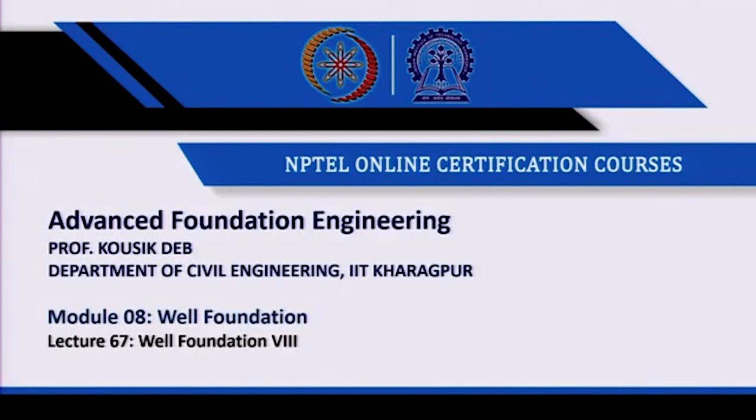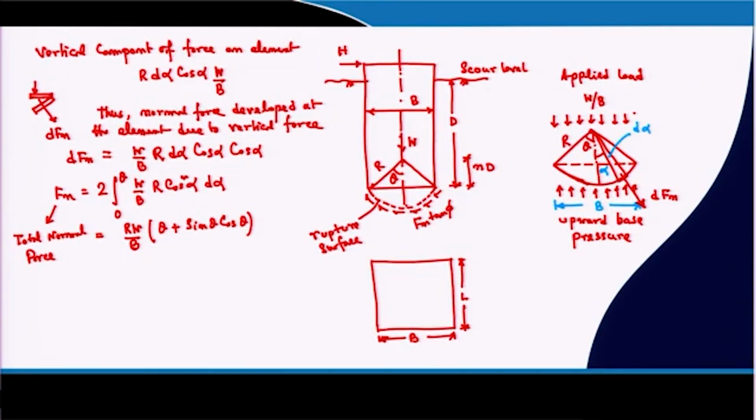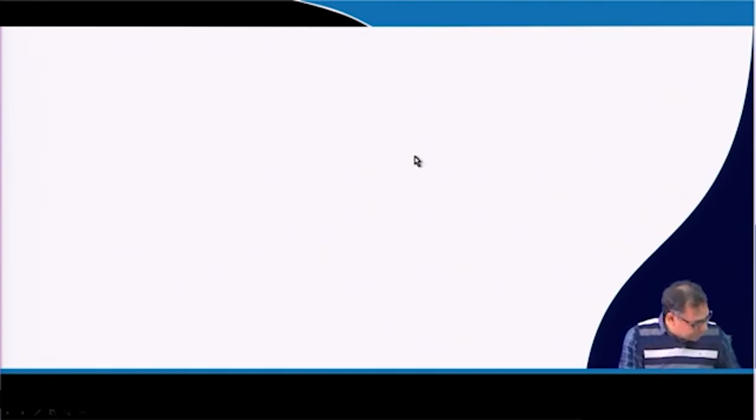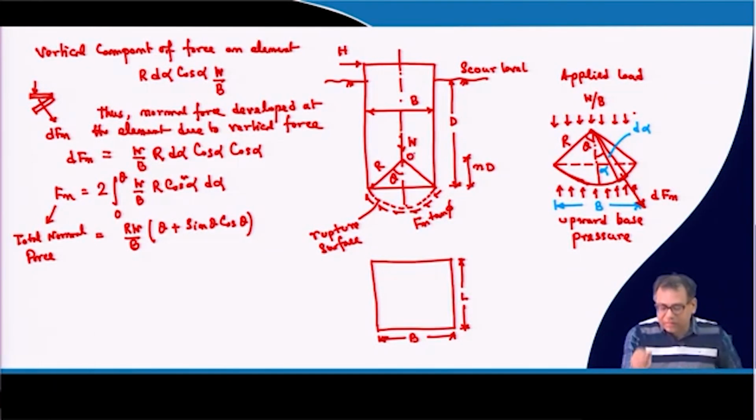So, last class I was discussing another method to determine or to check the stability of soil, and that method was the ultimate soil reaction method. And then I discussed the load factor and the load combinations, and then I was discussing the normal force which is acting along this rupture surface, because it is assumed that the soil rotates along a point, say O. So, this is the point along which the soil is rotating.